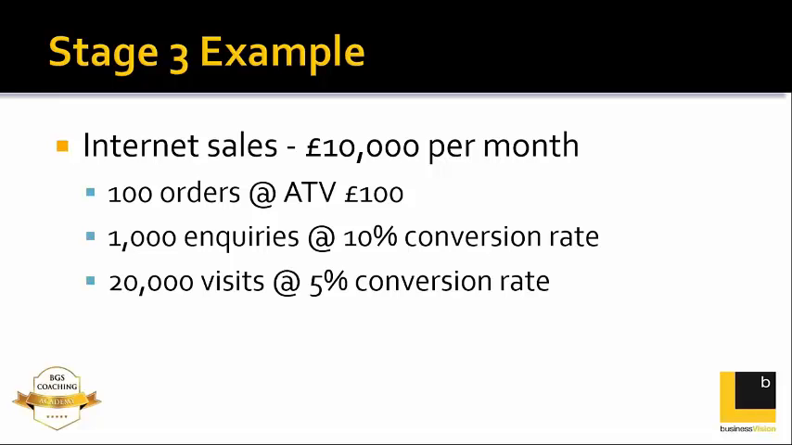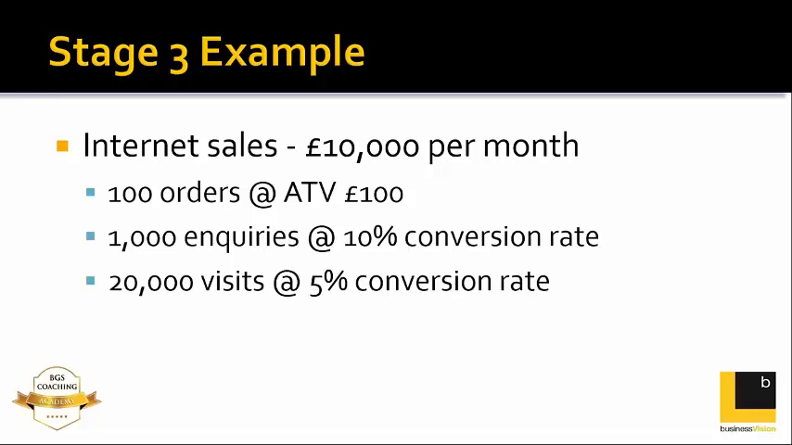We know that to get internet sales, we will need to get people visiting the website and making inquiries. So we've worked out that we will need 1,000 inquiries, and 10% of those inquiries will result in a sale. That's called a conversion rate. We're converting 10% of the 1,000 people to actually make a sale, which gets us the 100 orders.